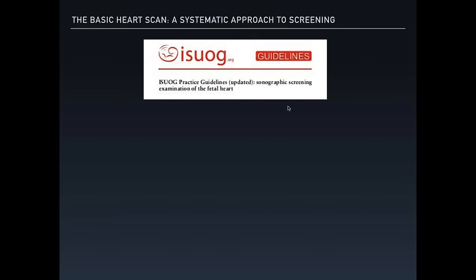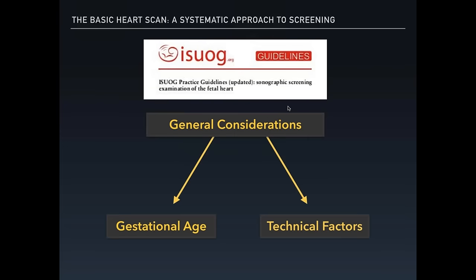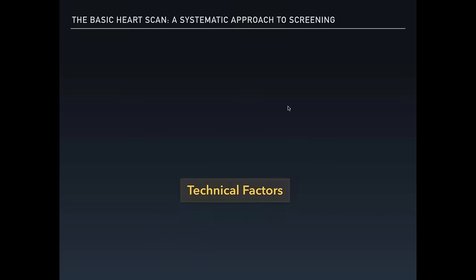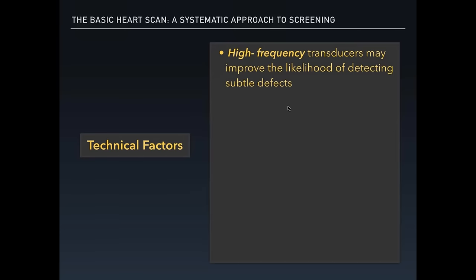There are general considerations to be aware of when screening the fetal heart according to ISUOG guidelines: gestational age and technical factors. Regarding technical factors, high frequency transducers may improve the likelihood of detecting subtle defects at the expense of reduced penetration. Low frequency transducers provide adequate penetration, which is also appropriate for your elevated body mass index patients or even difficult to scan patients.